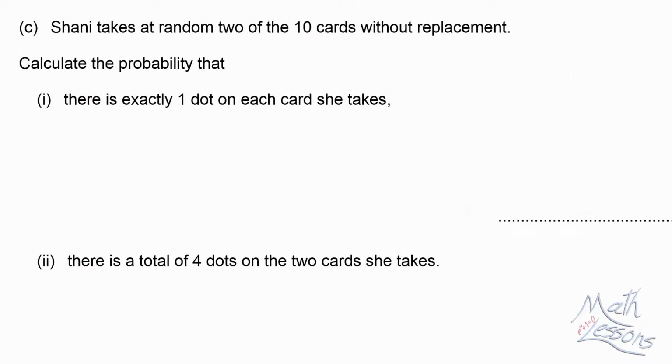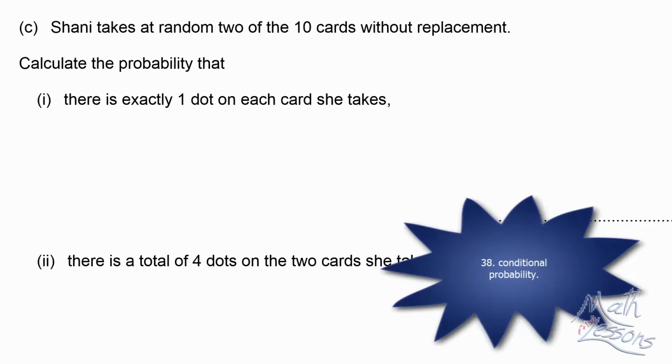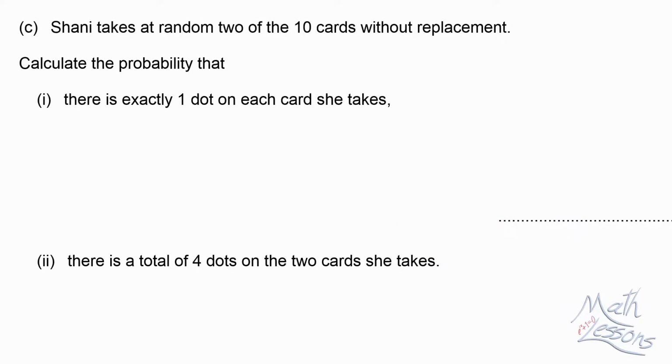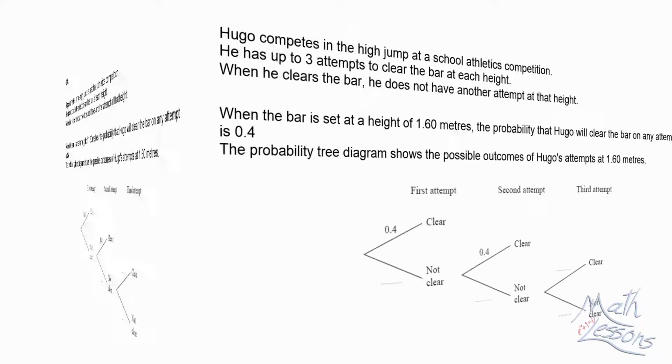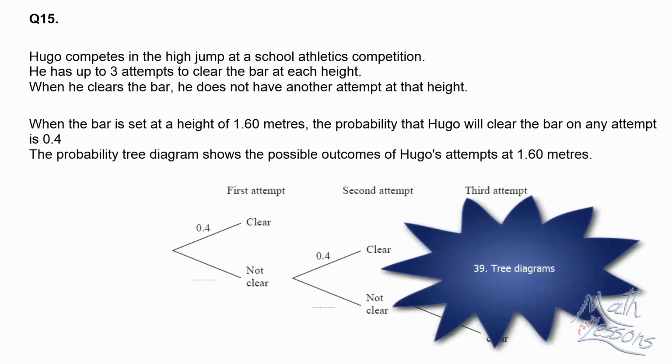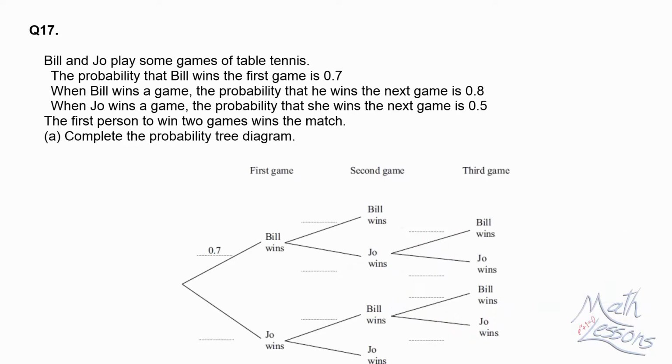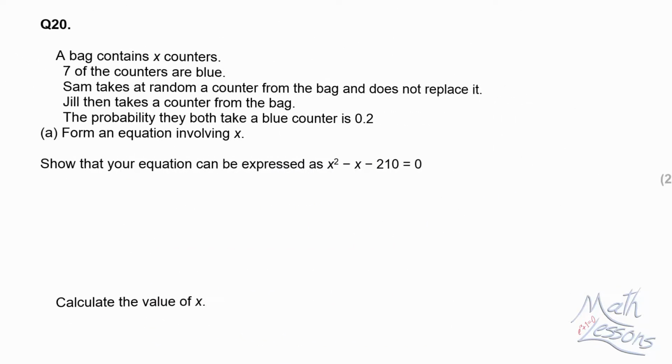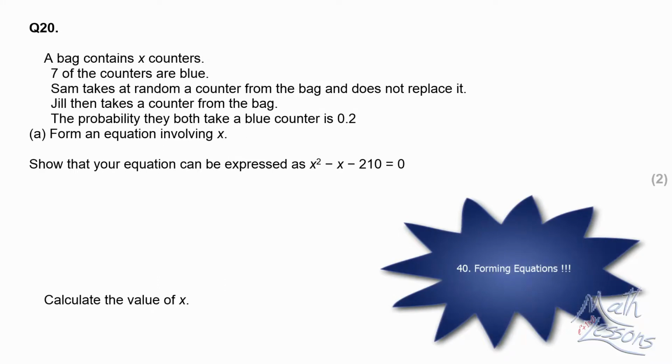Do be aware of conditional probability problems where the probability of the previous event will affect the probability of the next event. So if you don't replace something, the probability changes for the second time when you're taking cards out of a pack and things like that. And do make sure you understand how to use a tree diagram and how to complete a tree diagram. And here's an example of a slightly more complicated tree diagram you could get too. And yes, I can bring that good old friend algebra into probability questions as well.